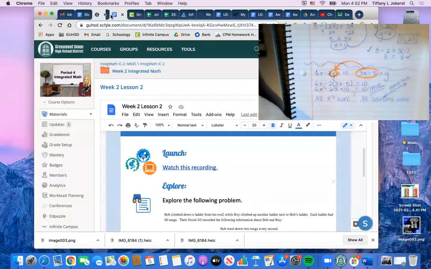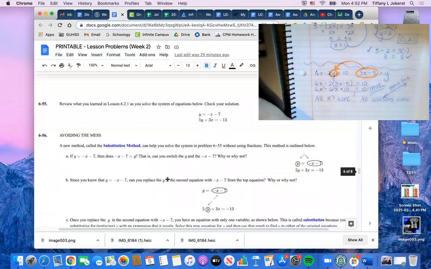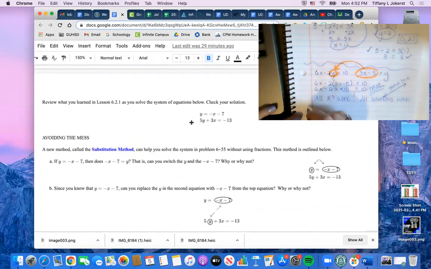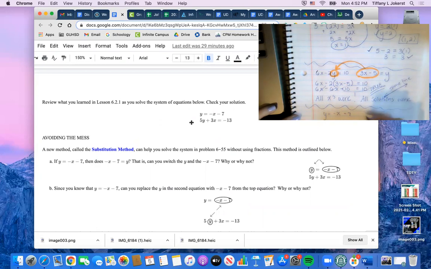Okay, let me pop back over to this. I'm going to do one more problem. I'm going to do this last one right here, 6-55, just so we can see one more like this. So for this one, we have y is equal to negative x minus 7. My other equation is 5y plus 3x is equal to negative 13.